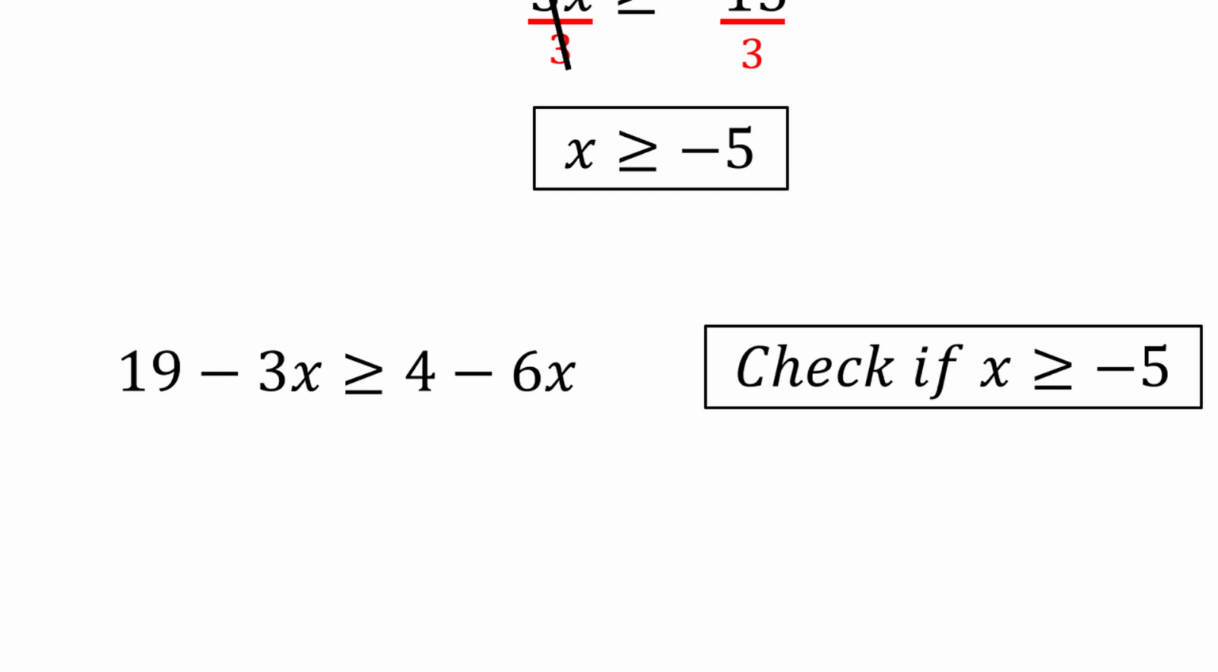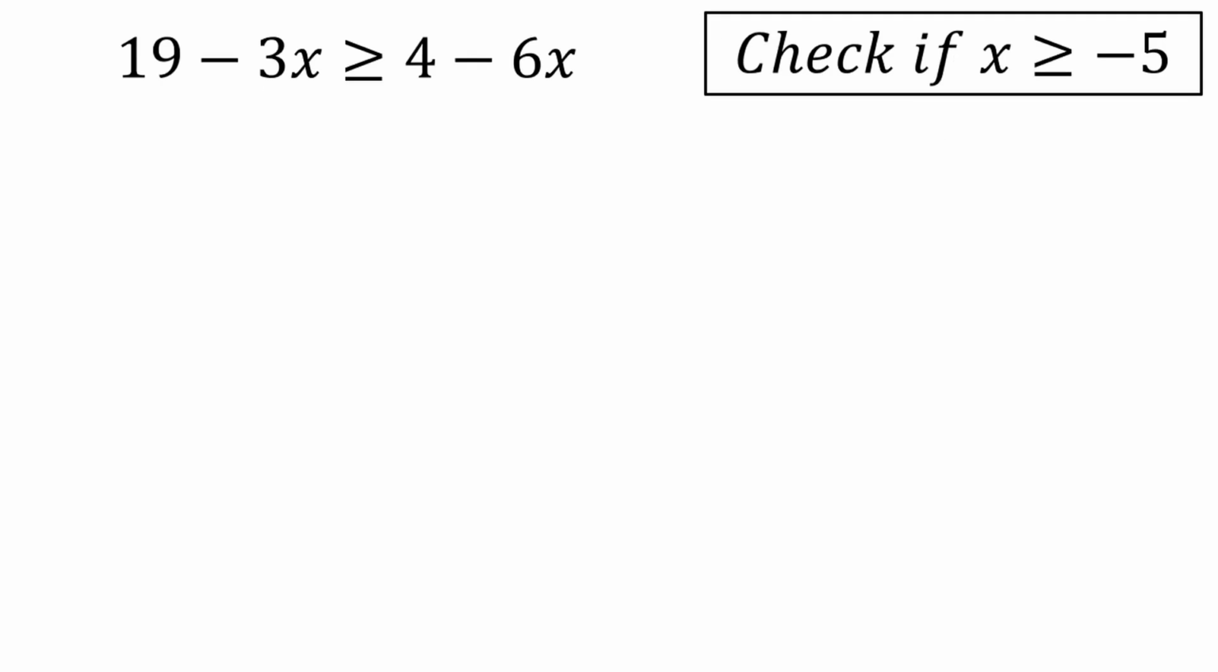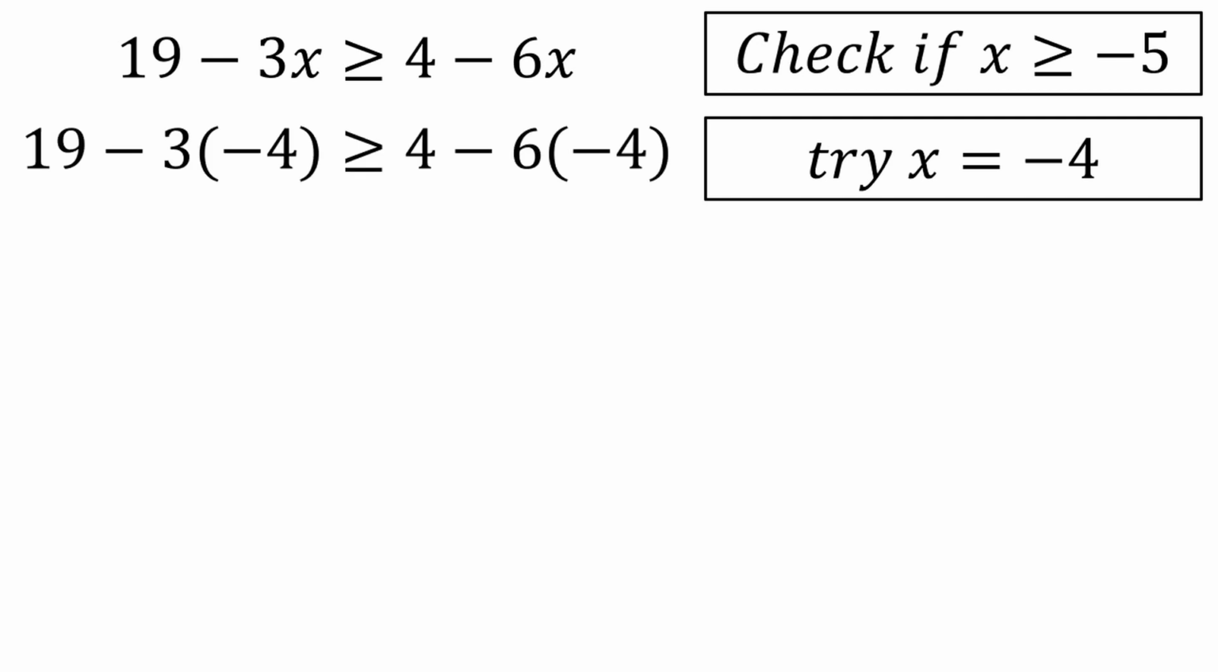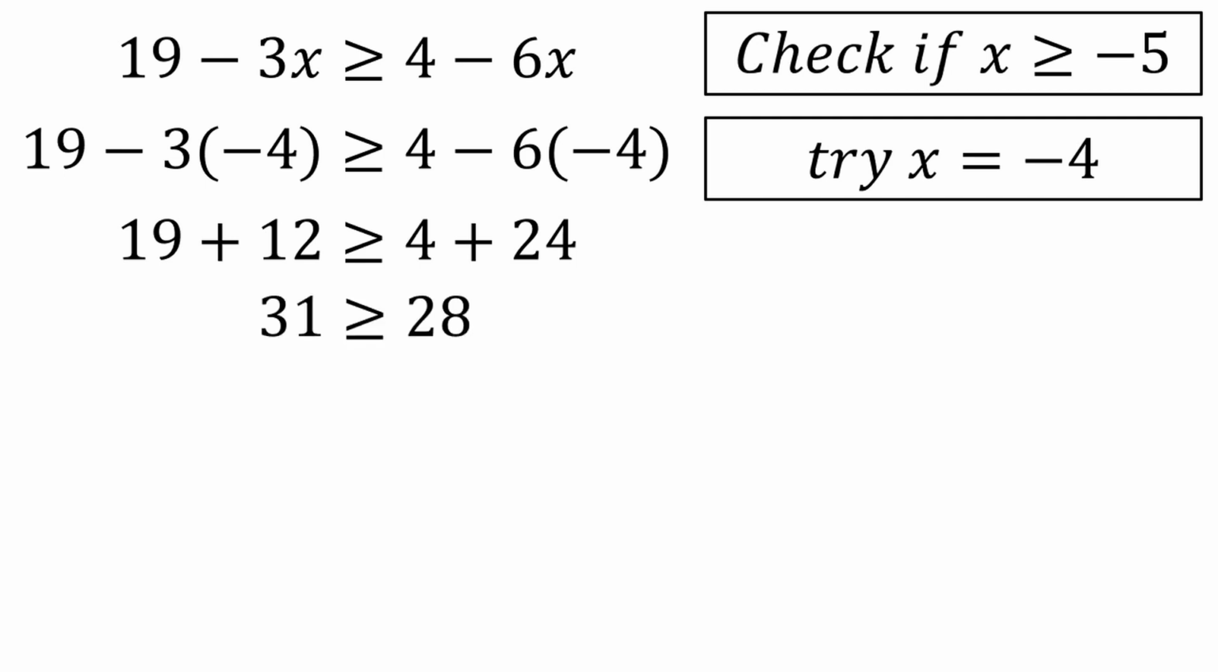You can even check your answer if you want to by plugging in a value that is greater than or equal to negative 5. Let's try x equals negative 4, which is a number that is greater than or equal to negative 5. We have 19 minus 3 times negative 4 is greater than or equal to 4 minus 6 times negative 4. This simplifies to 19 plus 12 is greater than or equal to 4 plus 24. This simplifies to 31 is greater than or equal to 28, which is a true statement, consistent with what we would expect if our answer was correct.